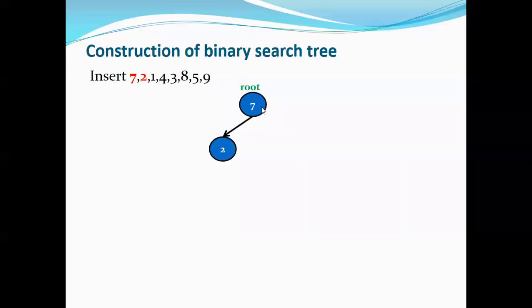So I will compare 2 and 7. When I compare 2 and 7, I find that 2 is less than 7. So I will give it to the left side of 7. Next element coming is 1. So I will compare 1 with 7. 1 is less than 7. So we will go to the left side.